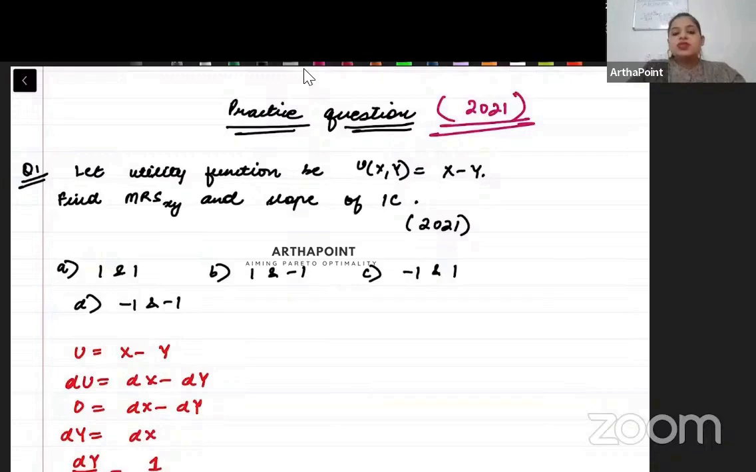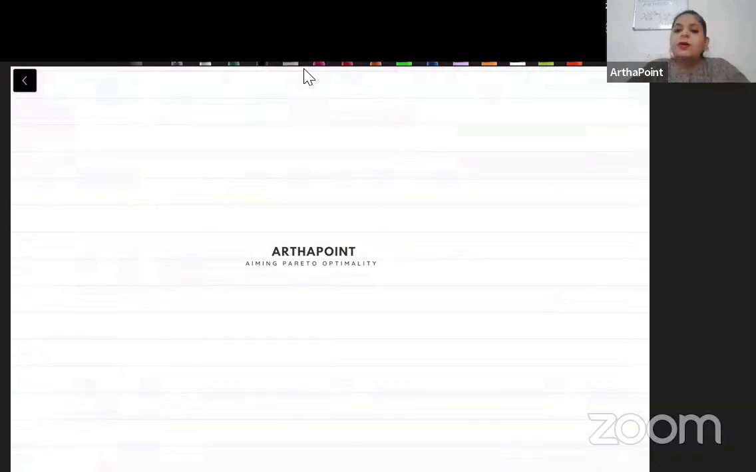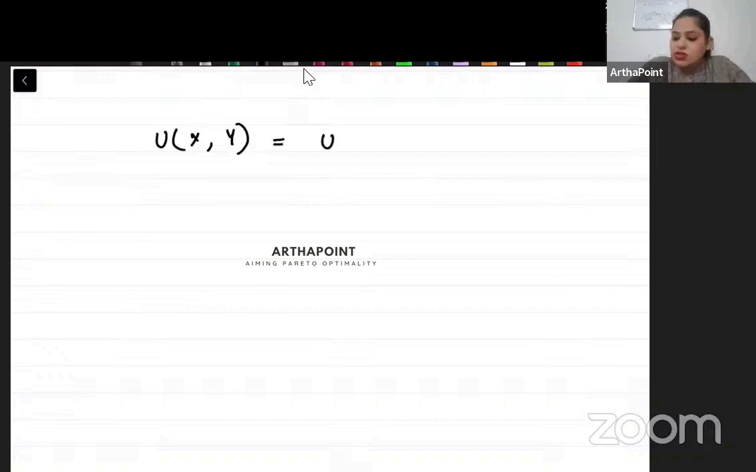So the first question says, let the utility function be x minus y. Find MRS and slope of the IC curve. Now, when we talk about the utility function, I want to just spend a moment here. So utility is a function of x and y, right? And let's say that this utility has to be constant along an IC, right?